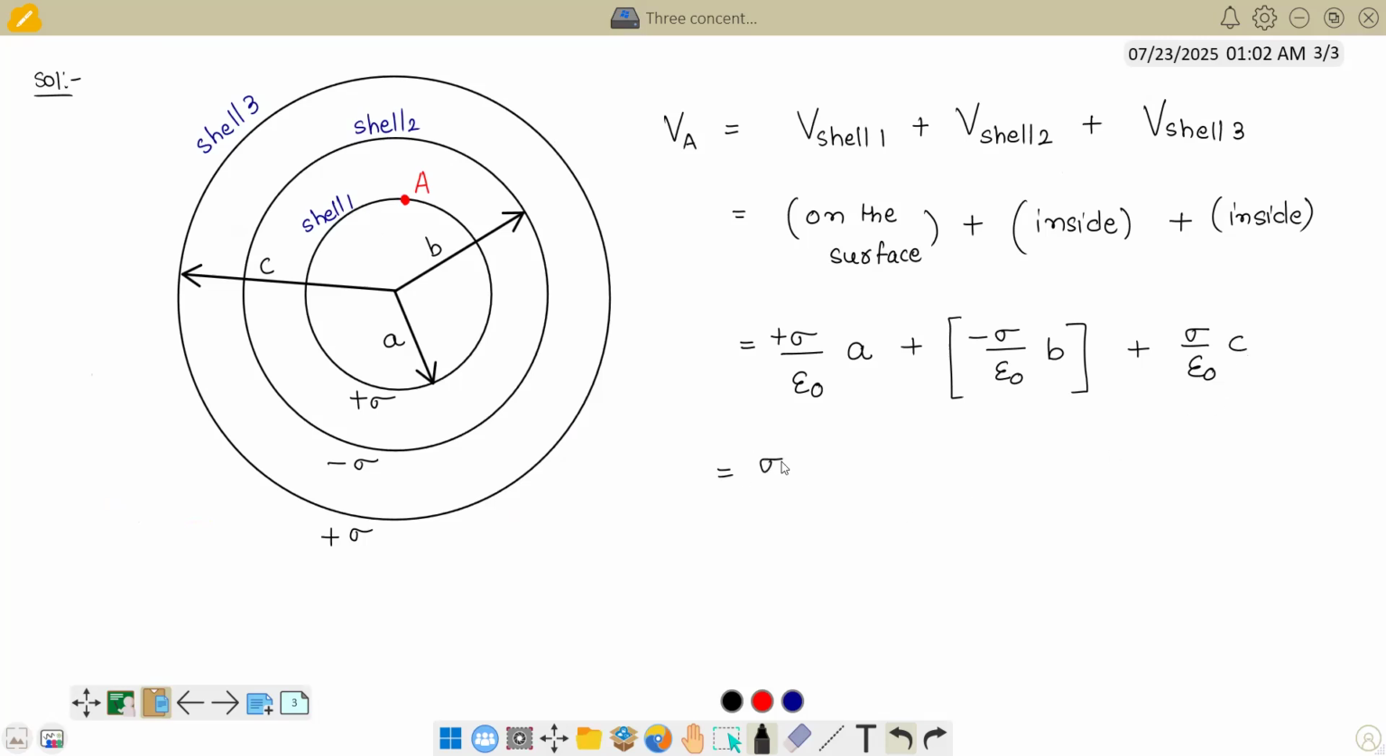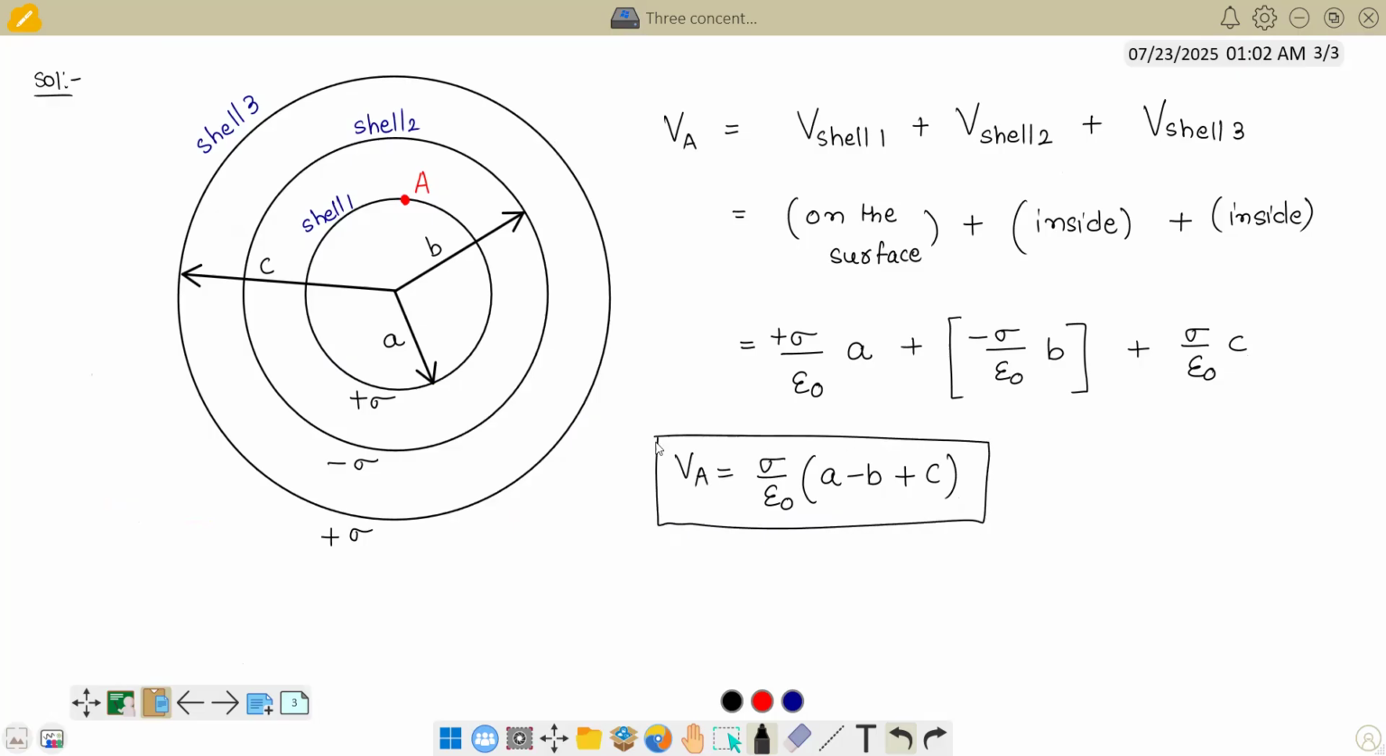So finally, if I take sigma by epsilon naught common, you get A minus B plus C. So this is the final expression that we got here: A minus B plus C. This is the potential at A.